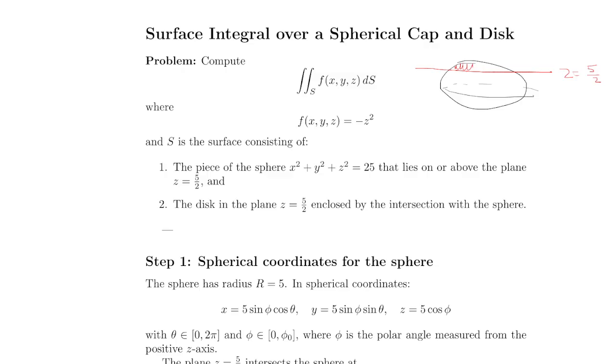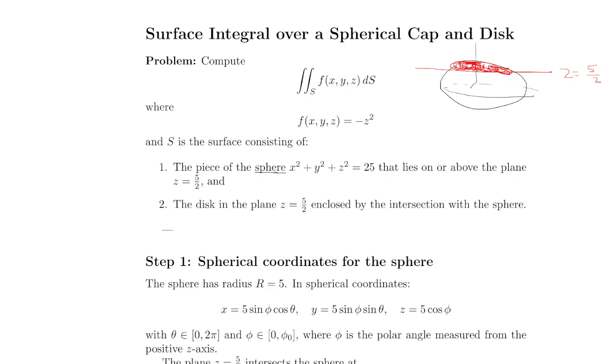So think of this as the surface. All right, so in order to find the bounds here, we first need to note that we should be using spherical coordinates because we're working with a sphere. To find the intersection, that's what we're interested in here, is finding the intersection of the sphere.